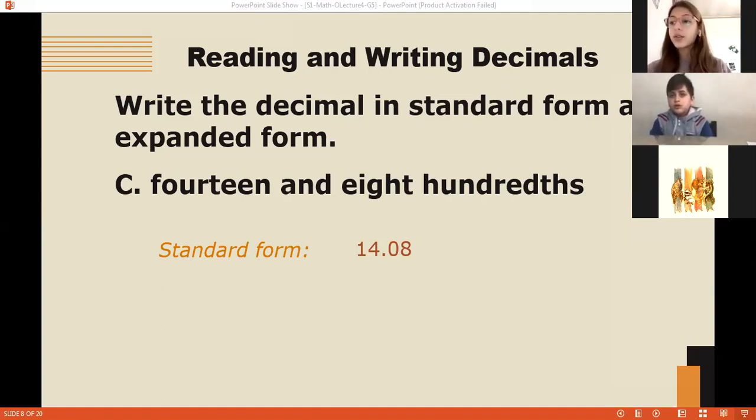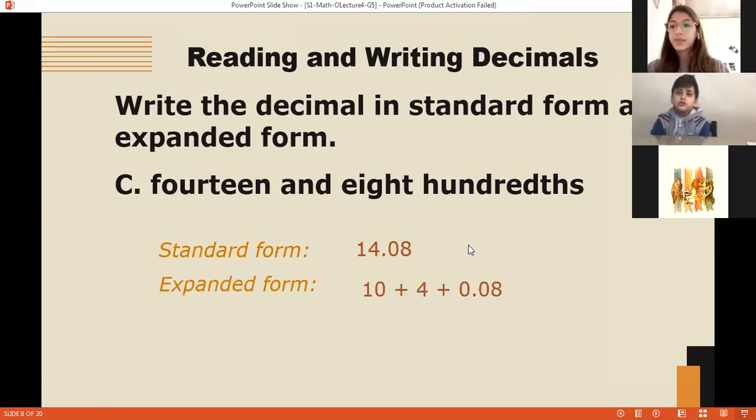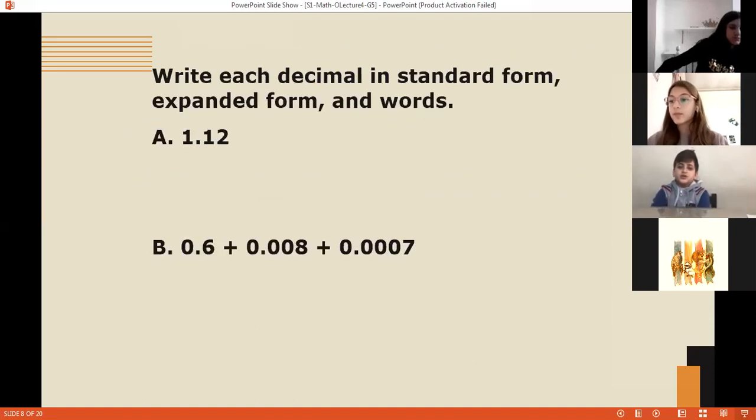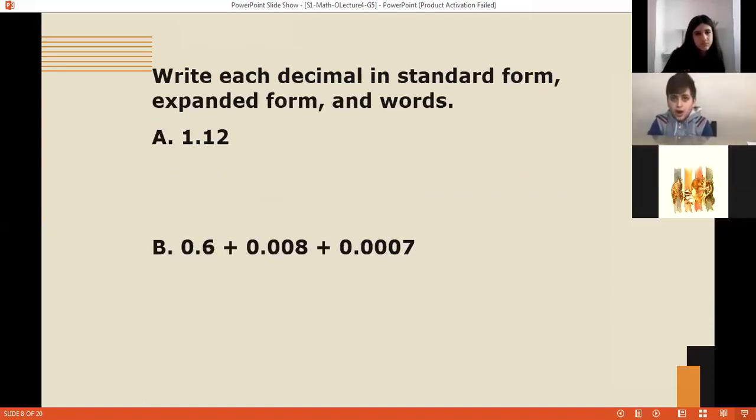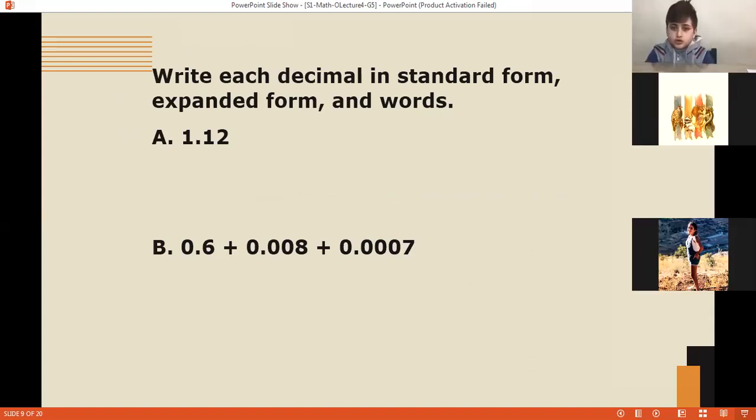Plus 0.08. Excellent, Hala. That's correct. So it's 10 plus 4 plus 0.08. Perfect. Yalla, ya Mahdi. Yes, ma'am. Yalla, you have to give me this decimal in standard form, in expanded form, and in words. Let us write it first in words.